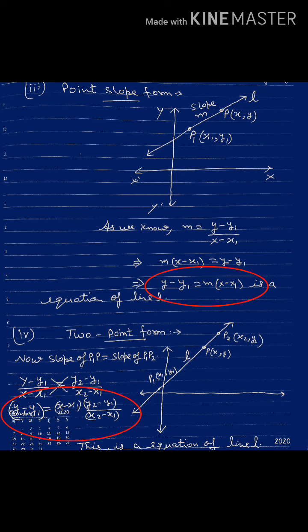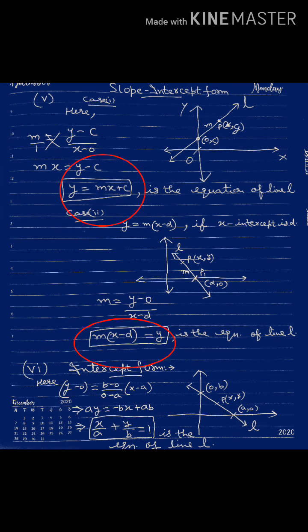Next point, third point, point slope form. When one point P1 (x1, y1) is given and slope m is given, then equation of a line is given by y minus y1 equal to m times (x minus x1). Next fourth point, when 2 points are given, then equation of a line is given by y minus y1 equal to (y2 minus y1) upon (x2 minus x1) into (x minus x1) as shown in circle below.